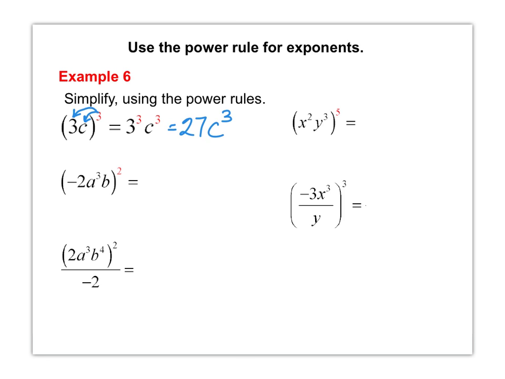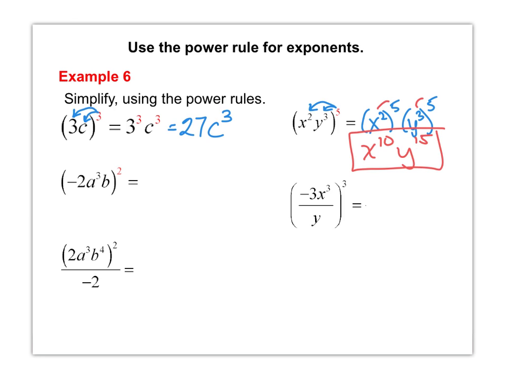For part B here, the second example, the quantity x squared y cubed to the fifth power, we are sharing that exponent with both terms. So we can write this as x squared to the fifth power times y to the third to the fifth power, and then use the power rule for exponents. The power rule for exponents says if we have a power raised to a power, we multiply those powers together. So 2 times 5 gives us 10. For the y, we have the power 3 raised to the power of 5. Power to a power, we multiply to get 15. And that's how we can write our final answer.